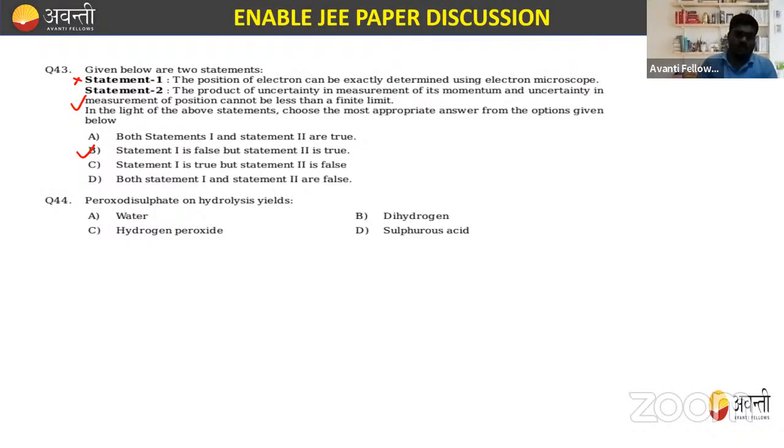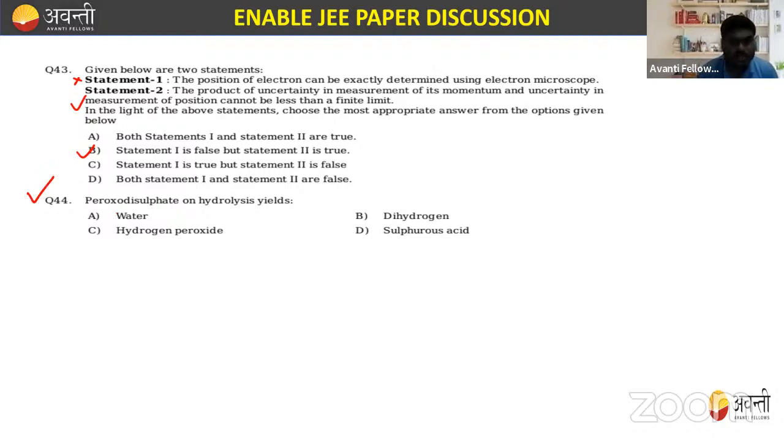Now, it's totally based upon the Heisenberg uncertainty principle. So it's a simple question. We also say that this was a very simple, memory based type of question, right? Now, let's move to the next question, that is question number 44.